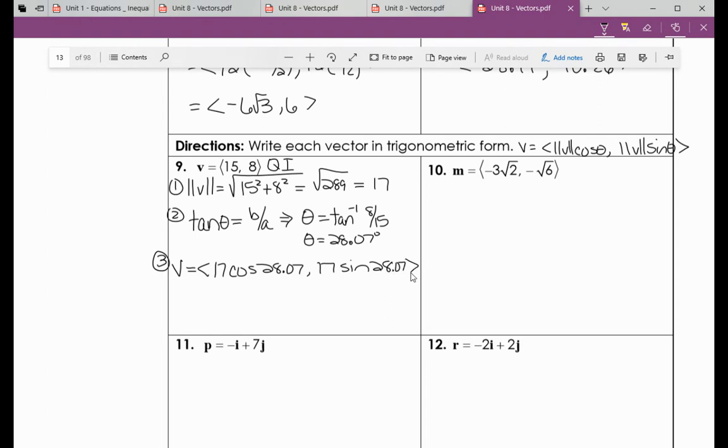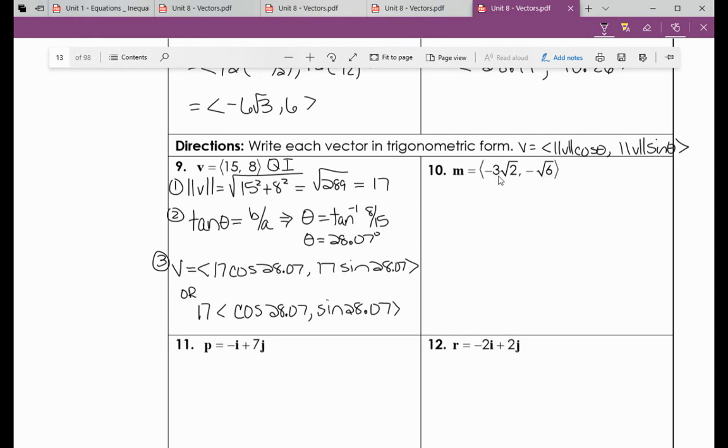Now, do not actually multiply that out because that gives you 2 decimals and you are removing the trig function. So they want it in this format, or if you would like, you can put the 17 out in front and just not multiply it into the component vector. Okay, so one or the other should be fine. Now, we're going to do the same thing for the next few examples.